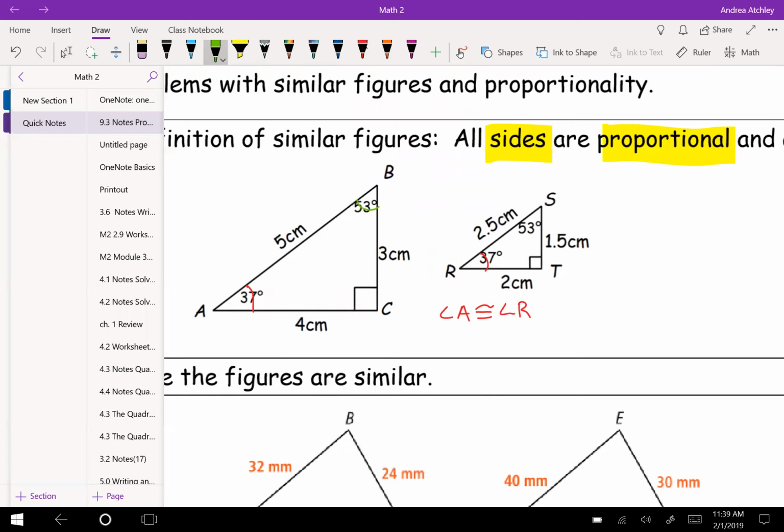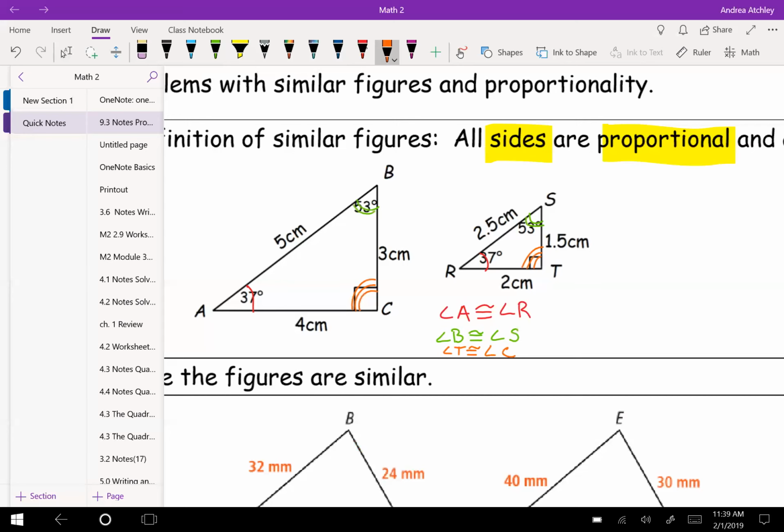Angle B is congruent to angle S. Those are congruency marks when I put them on the angle. And angle C is a right angle, and angle T is a right angle, so those are also congruent. So angle T is congruent to angle C. Does that make sense? So all my corresponding angles are congruent.